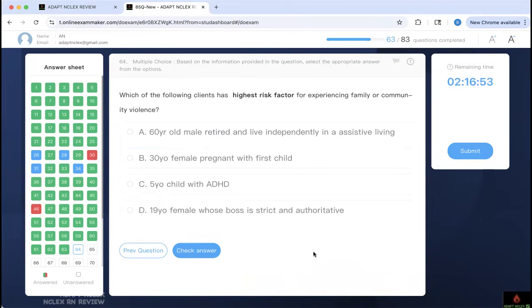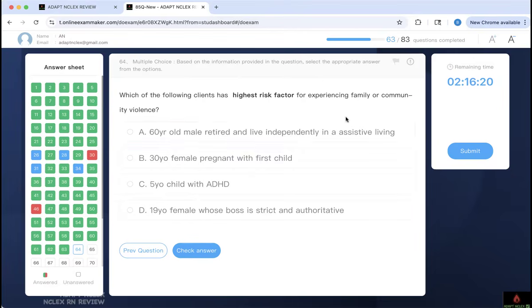Which of the following clients has higher risk for experiencing family or community violence? That means they're more at risk of abuse. A 60-year-old retired client living independently in assisted living. A 30-year-old pregnant female with her first child. A 5-year-old with ADHD. A 19-year-old female whose boss is strict and authoritative. Who is likely more to be abused?